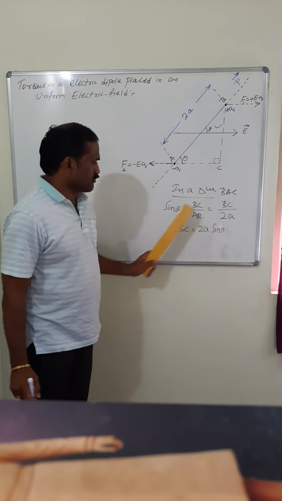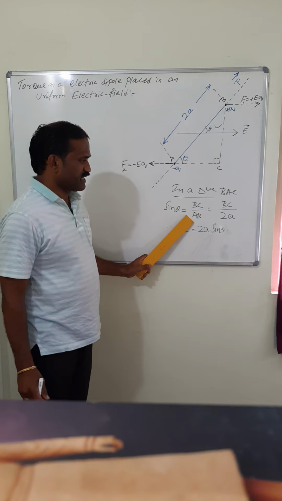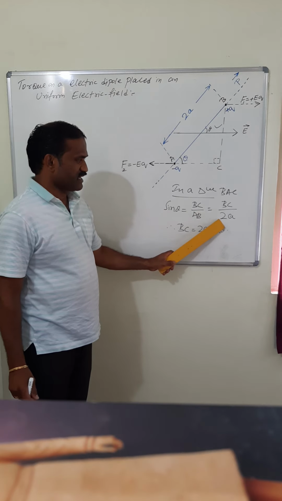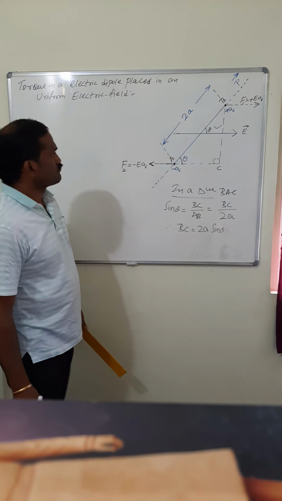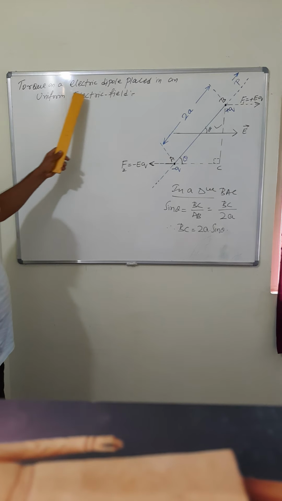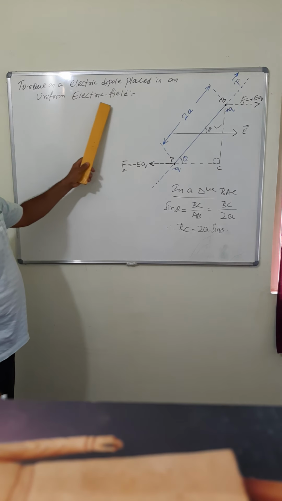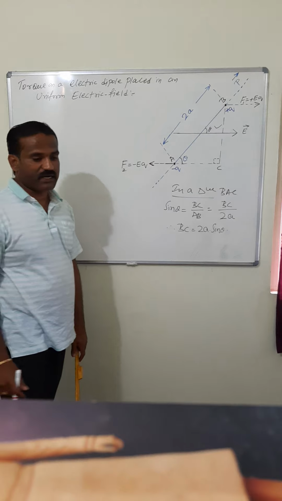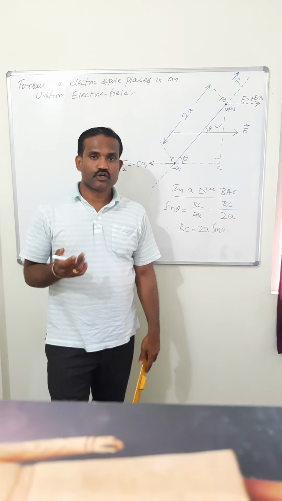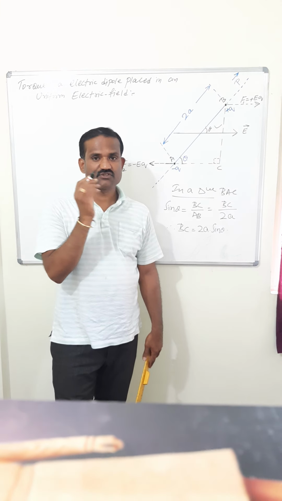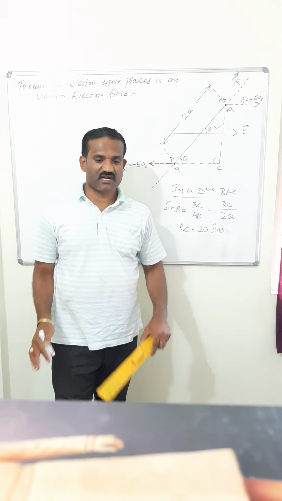Observe here in triangle BAC, sin theta is equal to BC by AB, where AB is 2a, so BC is 2a sin theta. Now, the torque on an electric dipole placed in a uniform electric field. What do you mean by torque? Two equal and opposite forces will constitute a couple, or torque, or moment of force.